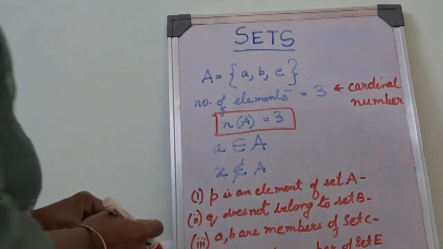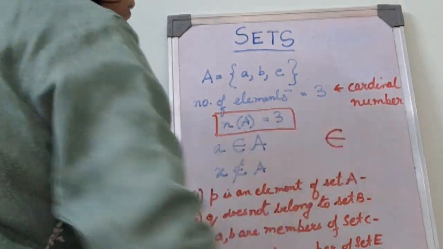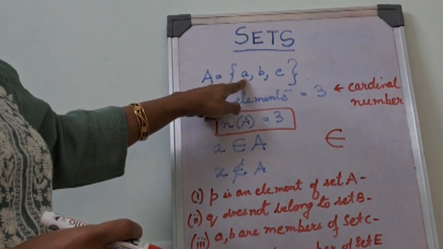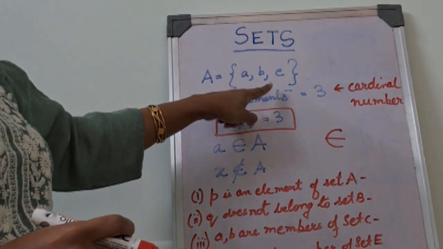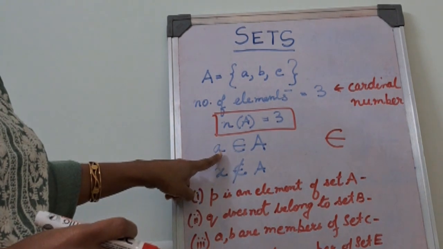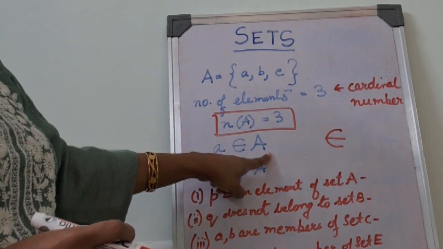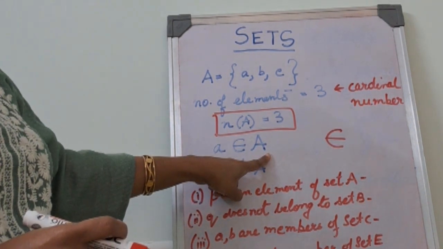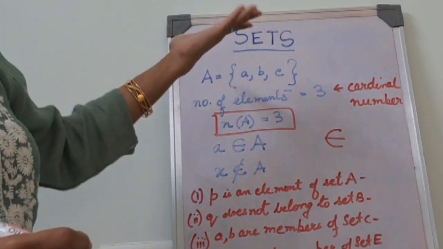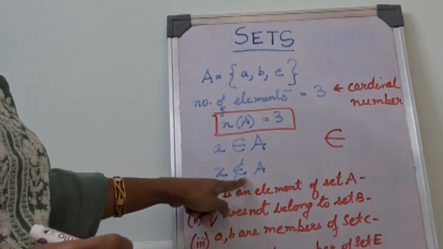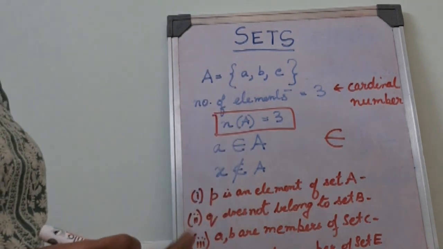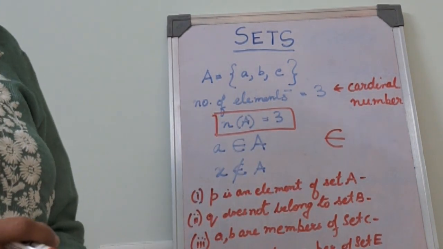Now this is one more symbol. It's like an E, not exactly an E, but similar to the E. See, small letter a is an element of this set, which is represented by capital A. So we say a belongs to A. And there's no element called x, right? So x doesn't belong to this set. So how do we write does not belong to? You write the belongs to symbol, the E symbol, and strike it off. x does not belong to A. Simple.